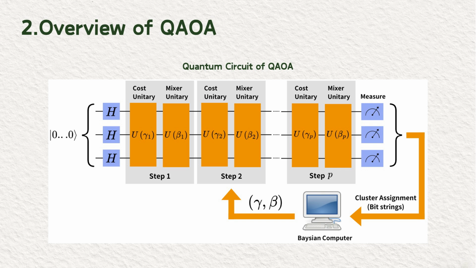Here is a quantum circuit diagram. First, a Hadamard gate is applied to create a superposition state, followed by the application of matrices called the cost unitary and mixer unitary to perform the computation. The results are then measured, and the expectation value is used to optimize the parameters until the optimal solution is obtained.